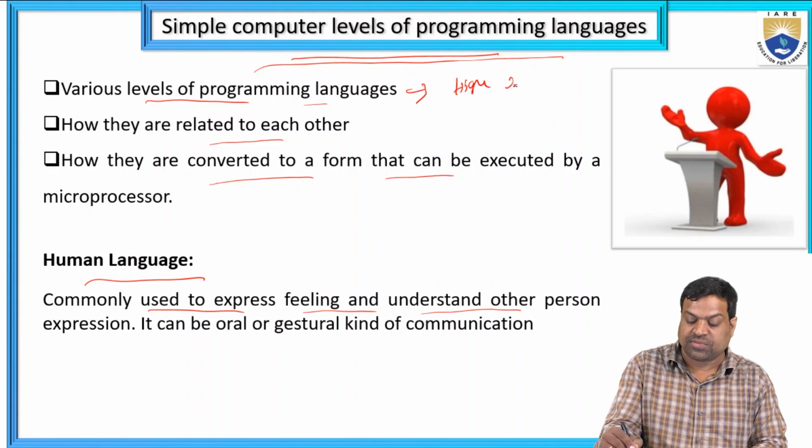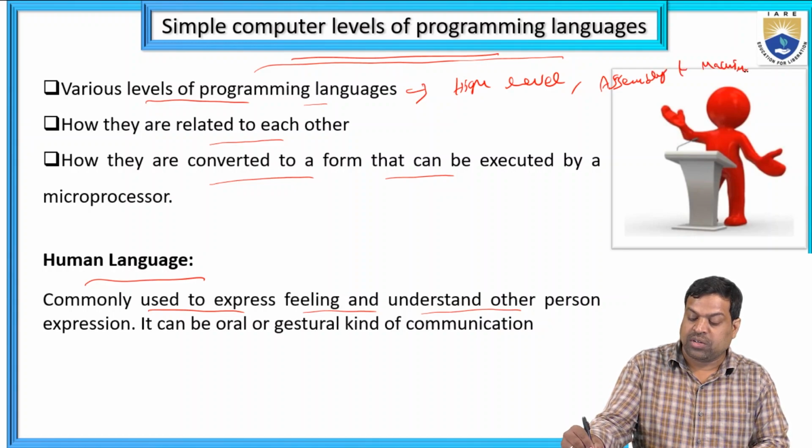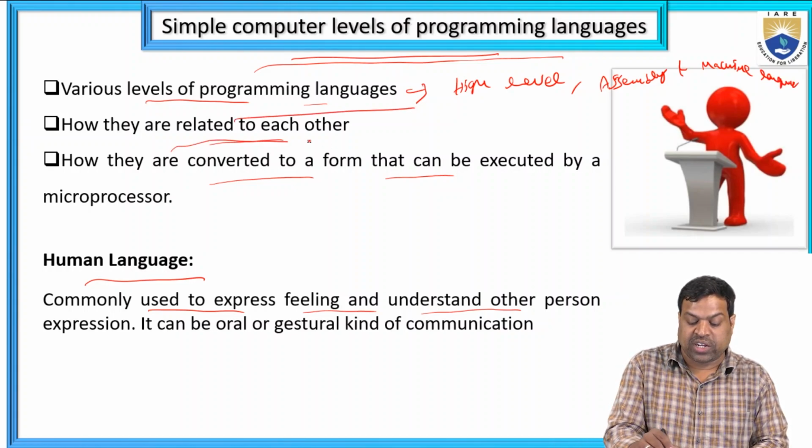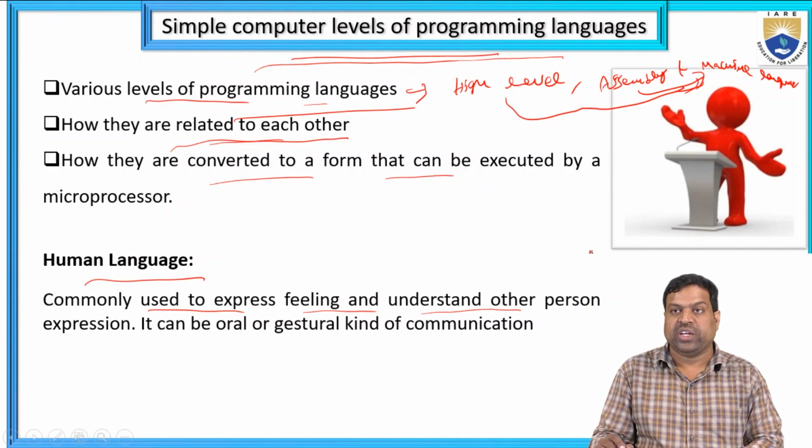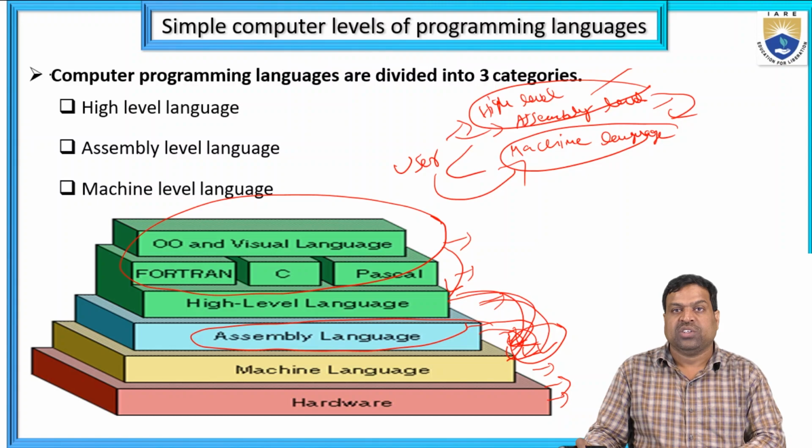High level language, assembly language, and machine language. So these are the various levels of languages, and how they are related to each other: high level to machine and assembly to machine, and how they are converted to the executable file, from object file to executable file. And human language, what is a human language and how we are converting it to machine language. So in programming languages, there are high level language, assembly language and machine language.